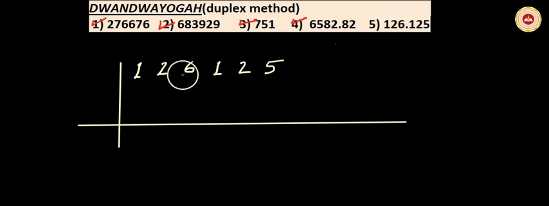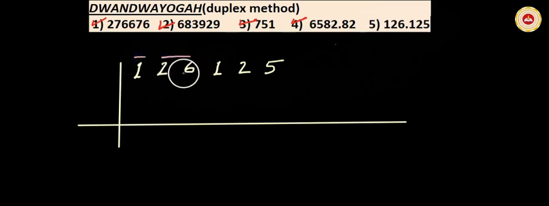First thing is, while writing this number, neglect the decimal point. And the second point is that we form the groups for the integer part of the given number only. So let us form groups. What is the integer part? 1, 2, 6. Starting from the right side, 1, 2.